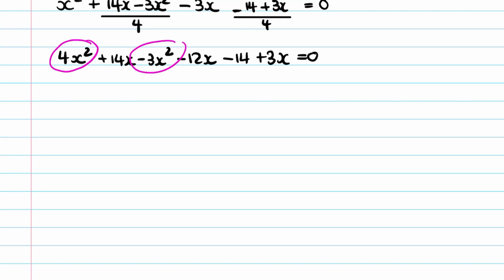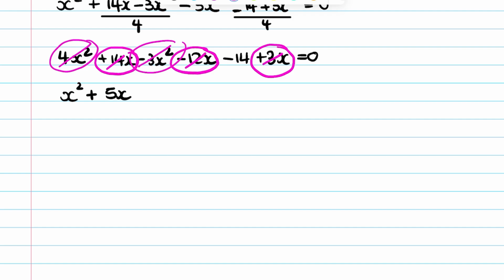So I'm going to work with my x squared first and put them all together. So 4x squared minus 3x squared is going to give me 1x squared, but I'm just going to write x squared. I don't need to write the 1. Then I'm going to cancel these because I've worked with them. Then I'm going to look at my x values, which is positive 14x here, negative 12x there, and positive 3x. And if you stick that all in your calculator, you are going to get plus 5x. But because I've worked with them, I'm going to cancel them out. So the only thing I'm left with here is negative 14. So I'm going to write it down, equals to 0. Excellent. Now we have something that we can factorize.